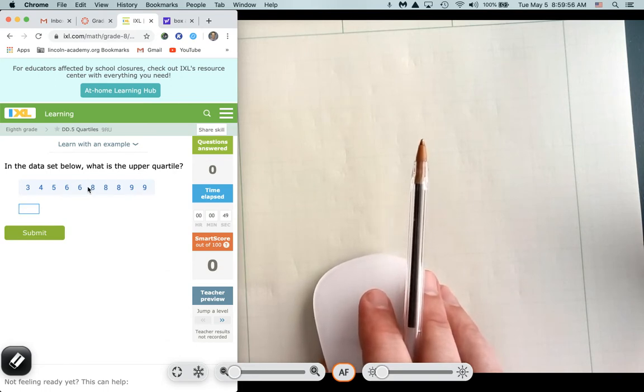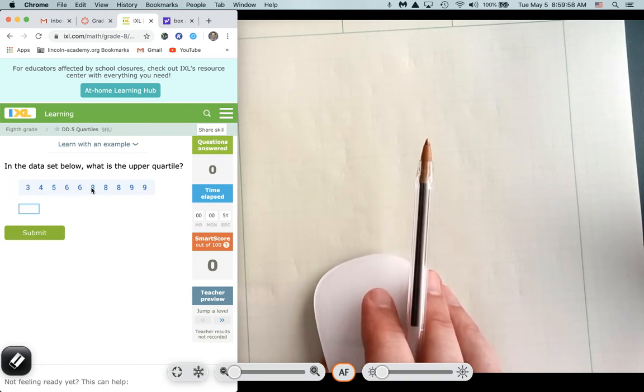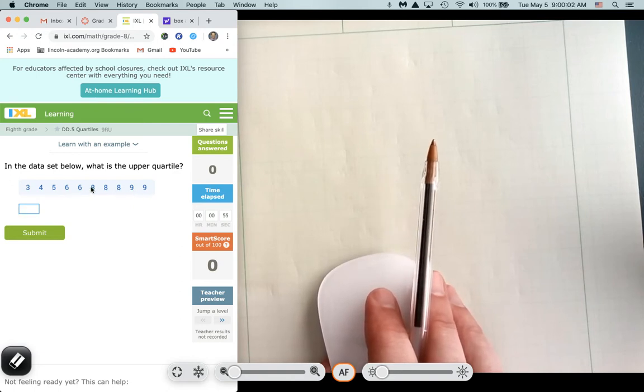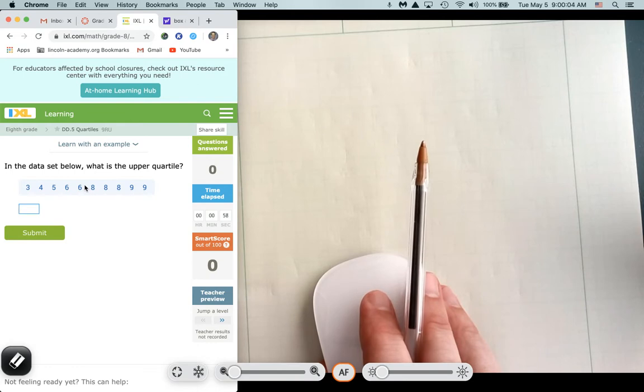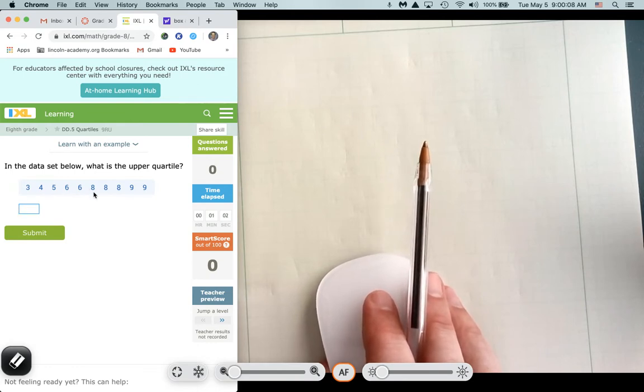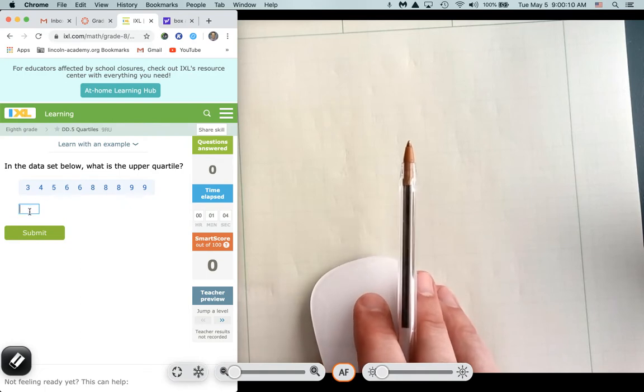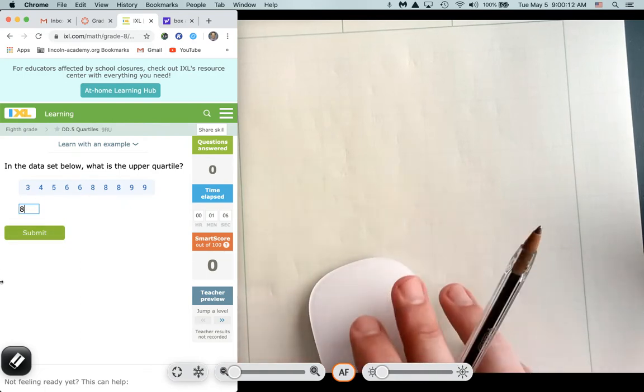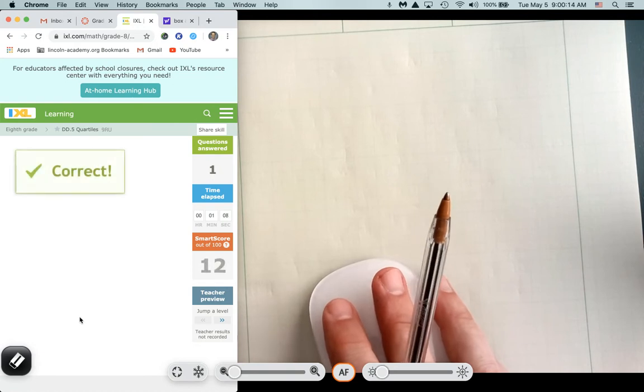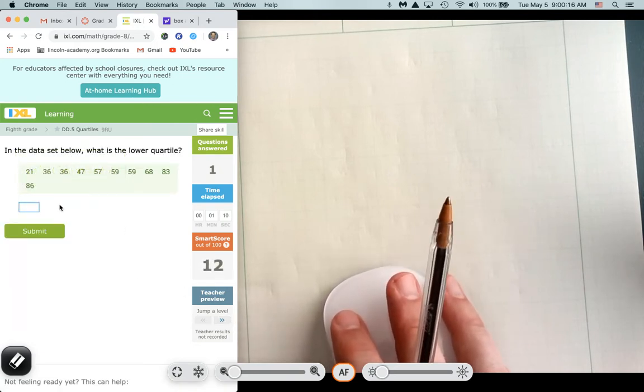But this is asking for our upper quartile. So since the median is in between, I'm going to take the 8 and all the numbers above, so the 8, 8, 8, 9, and 9, and I'm going to find their middle number. Since there's 5 numbers in the top half, I take the middle number, which is this 8, and the upper quartile is 8.